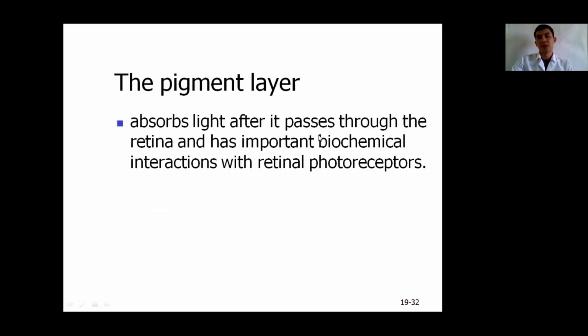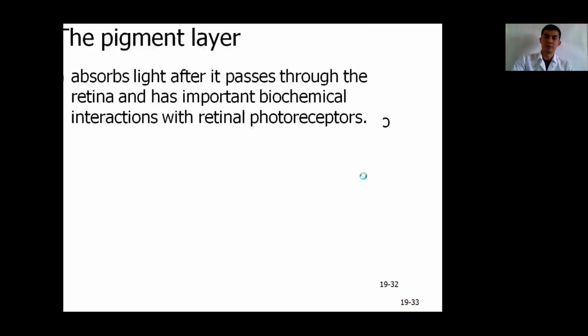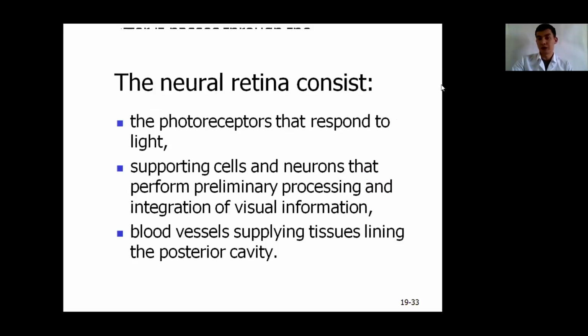Pigment layer. The pigment layer absorbs light after it passes through the retina and has important biochemical interactions with the retinal photoreceptors. The neural retina consists of the photoreceptors that respond to light, supporting cells and neurons that perform preliminary processing and integration of visual information. Blood vessels supply the tissues lining the posterior cavity.